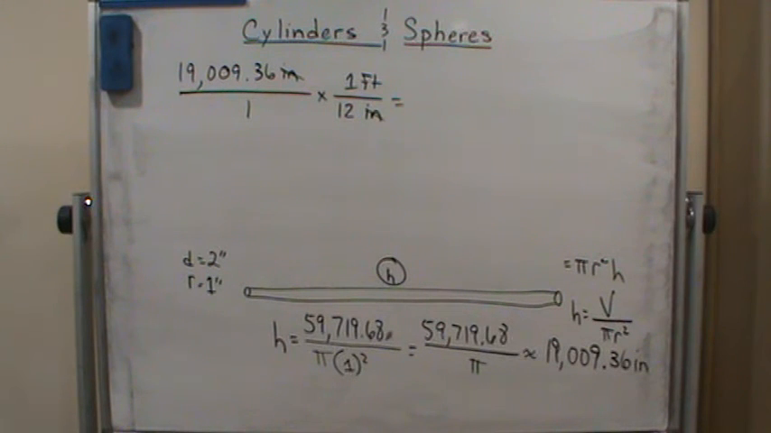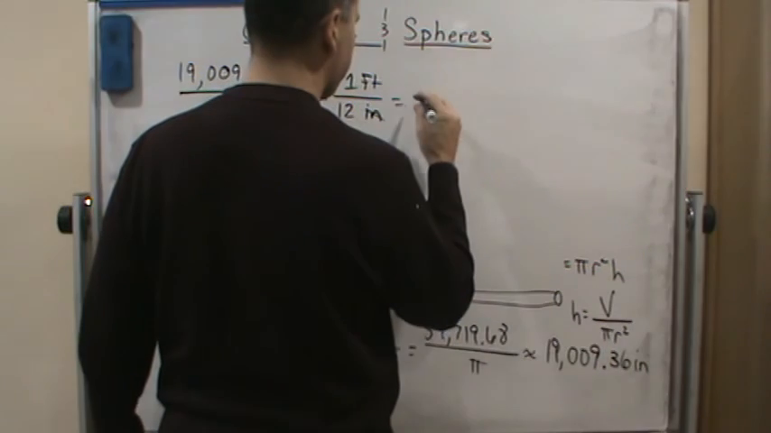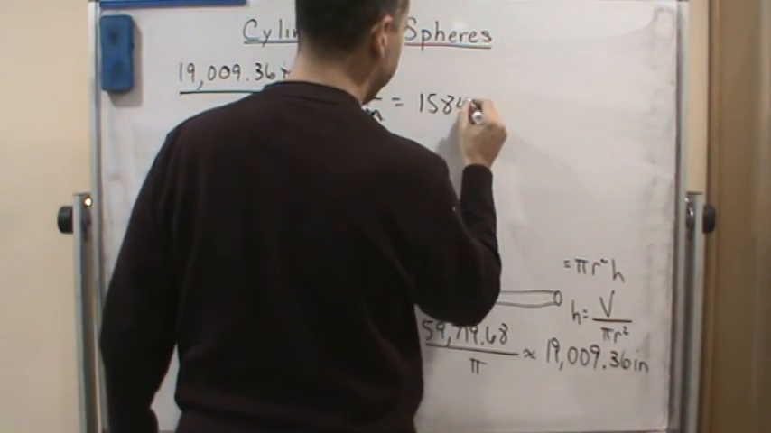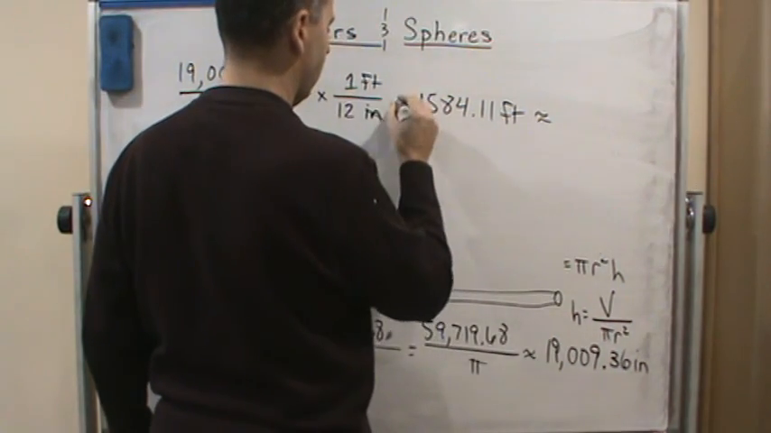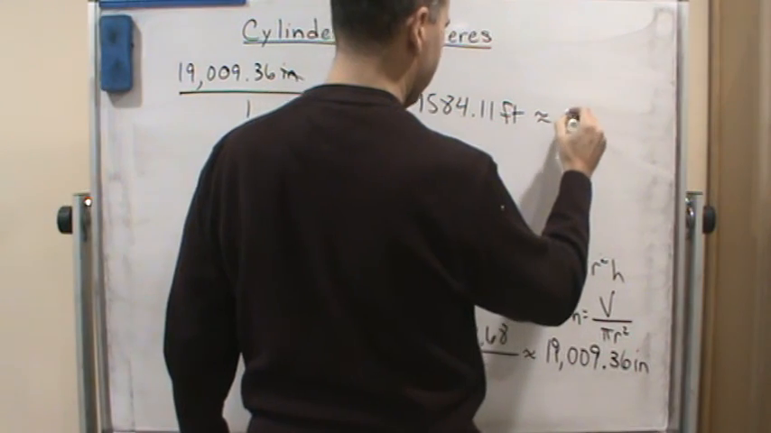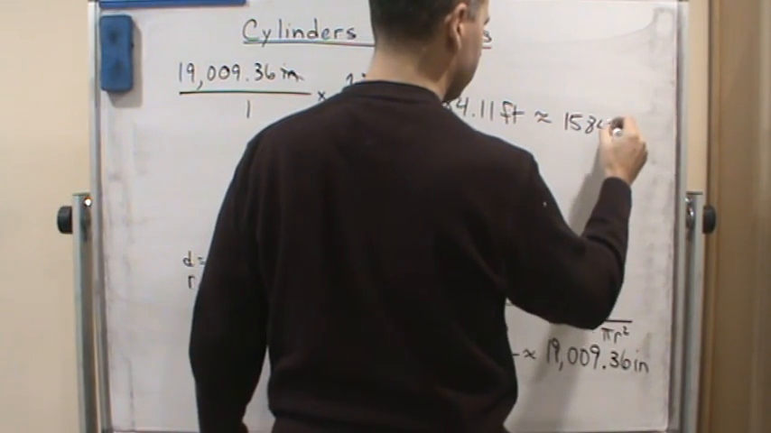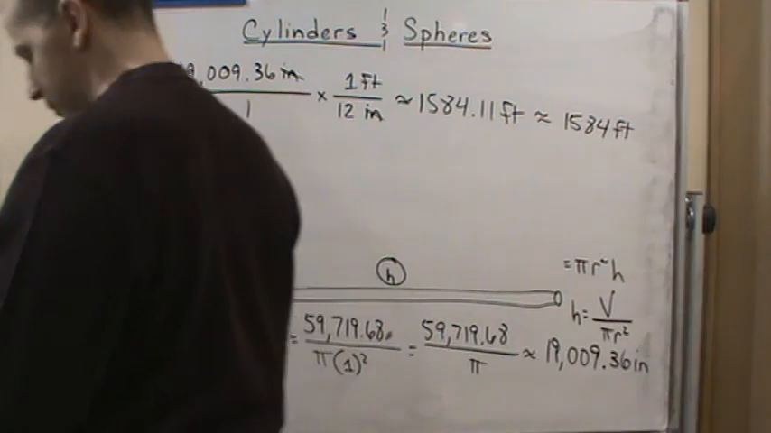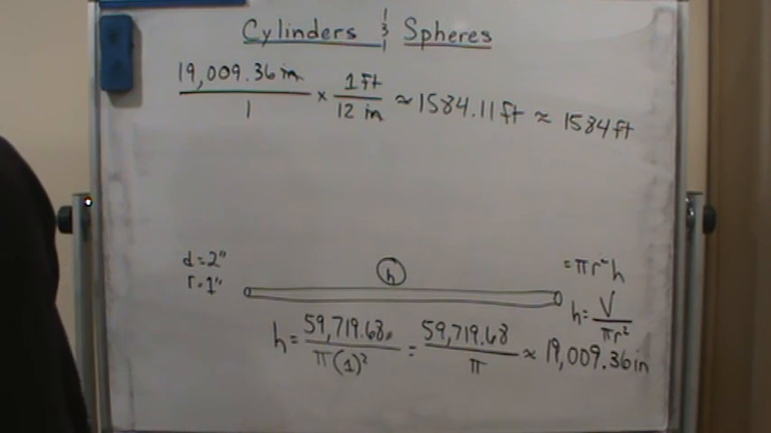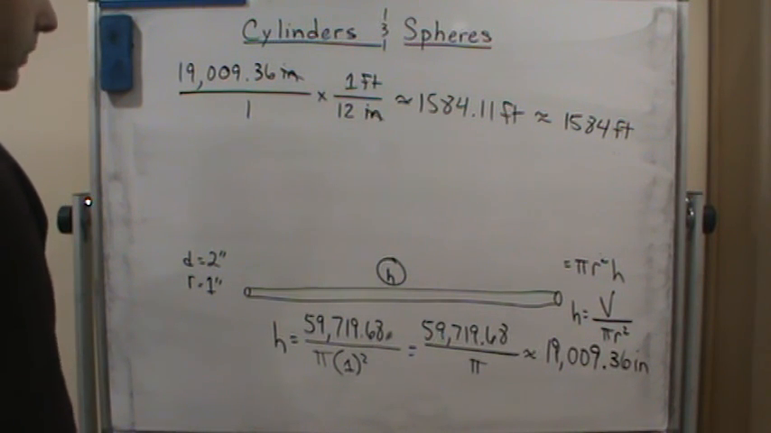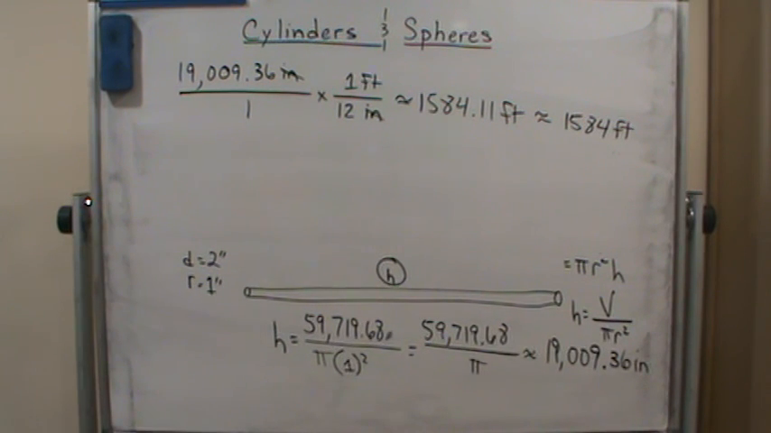finally, 1584.11 feet, or just round it to 1584. So approximately 1,584 linear feet of cable can be made from that block of steel. Yep, since it's a steel cable. Okay, have a great day.